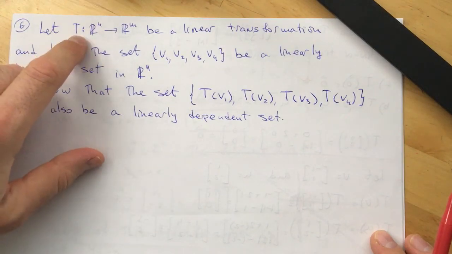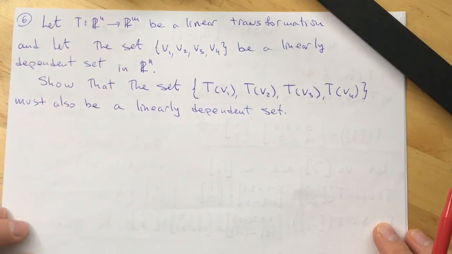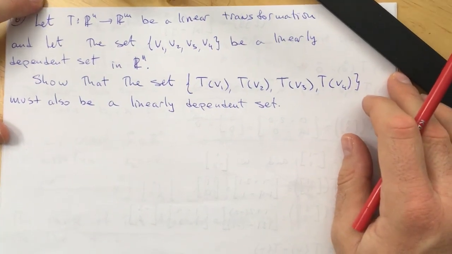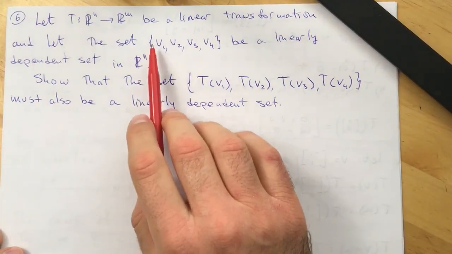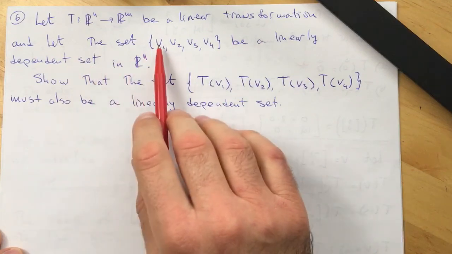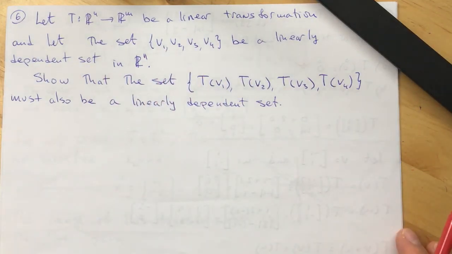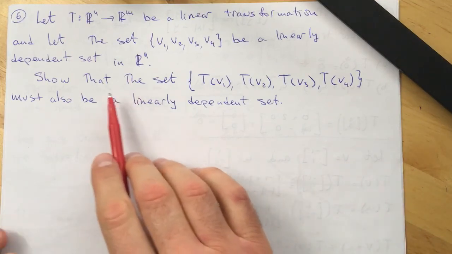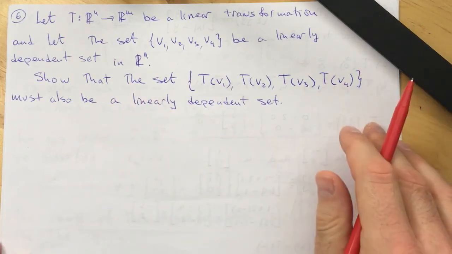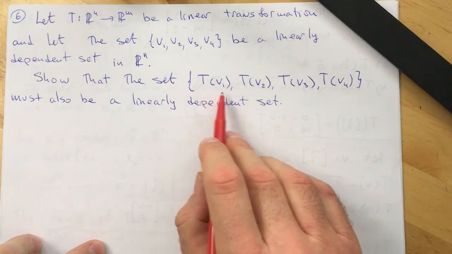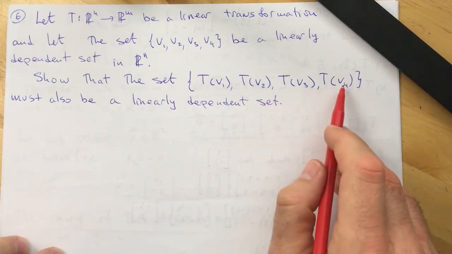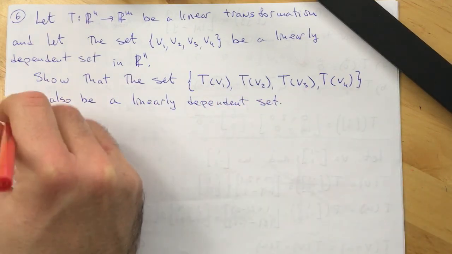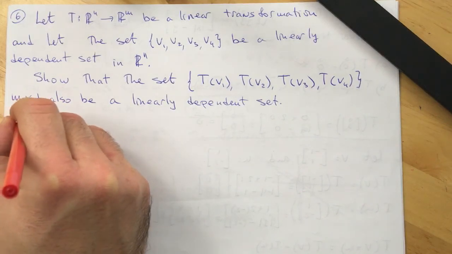So we already defined the transformation from Rn to Rm. And we're given a set that is linearly dependent, okay? So v1, v2, v3, and v4 are a linearly dependent set in Rn. Show that, so we need to prove this, show that the set T of v1, T of v2, T of v3, T of v4 must also be a linearly dependent set.